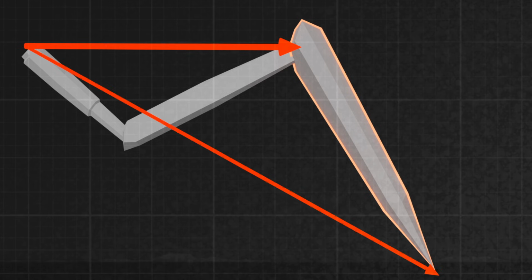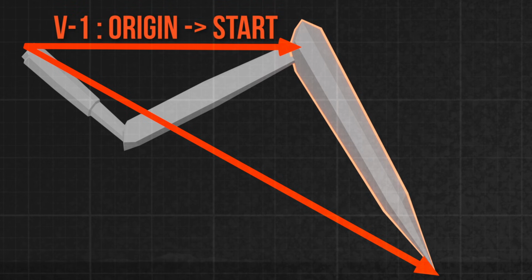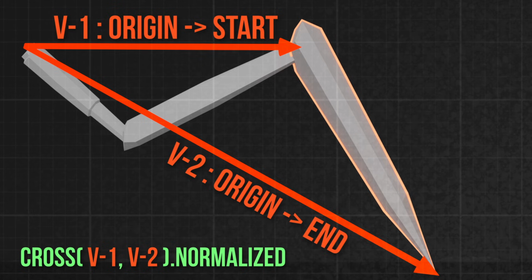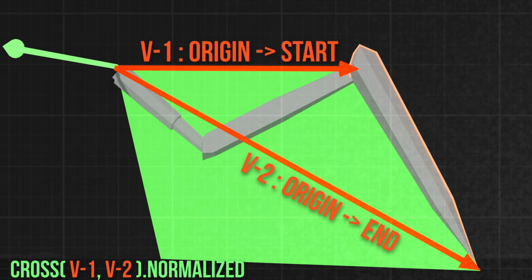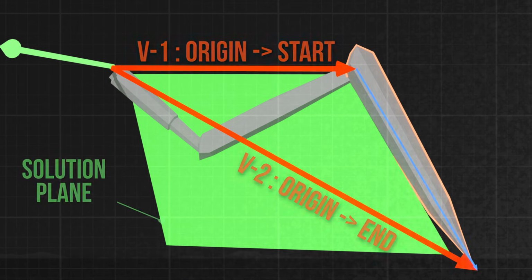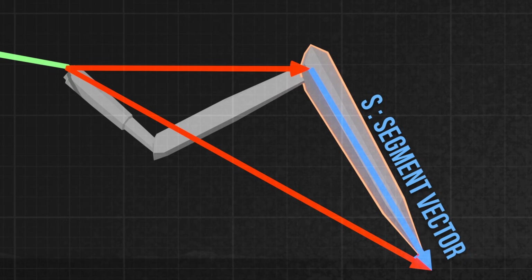First, we find two vectors going from the limb's origin. One going to the start of the segment and the other going to its end. Taking a normalized cross product of the two vectors will give us a normal vector of this plane. I call it solution plane. Second, we find a segment vector. It is a vector going from the start of the current limb segment to its end.